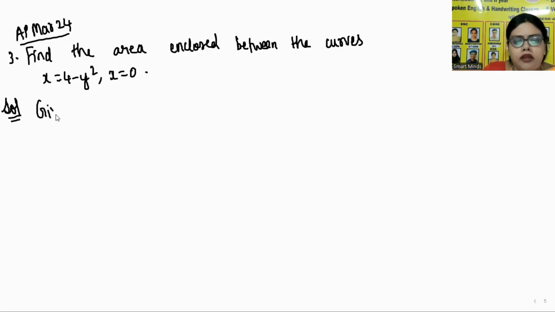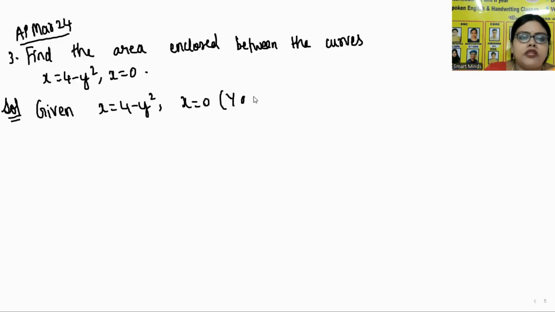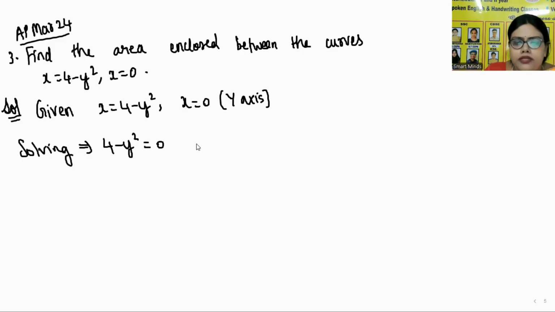So first let us write down what is given to us. Given x equals to 4 minus y square and x equals to 0. X equals to 0 is the equation of y-axis. Now if you solve these two equations, in both the equations on the left hand side you have x. So right hand side we can equate. 4 minus y square is 0. Okay, solving. So we got this. Then y square equals to 4 and y equals to plus or minus 2. Therefore, y equals to 2 and y equals to minus 2.